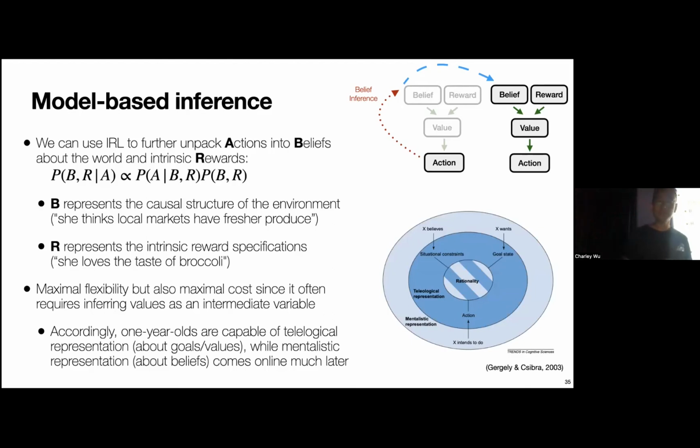And in addition, we also have evidence from developmental psychology that suggests that there's also this hierarchy in terms of development. In the first, children as young as 1 year old are already in this teleological stage of representation. So they can represent goals of the other people, where goals are just another way to say values. And so children as young as 1 can represent goals of other people, whereas mentalistic representations, this outer ring of the circle, comes online much later to represent different beliefs that people have. Beliefs are different from one's own.